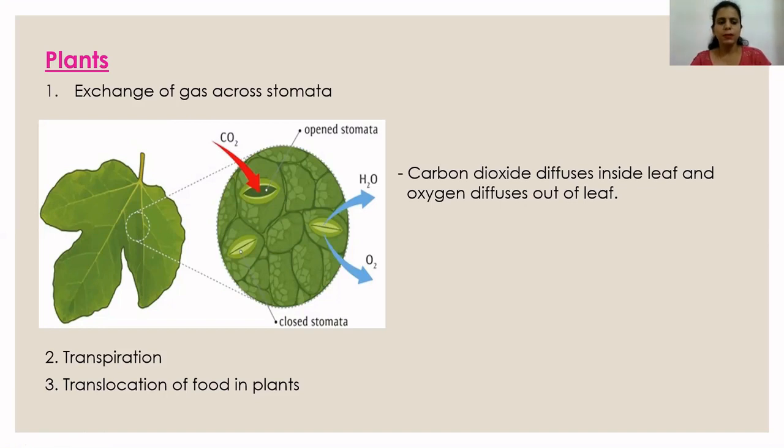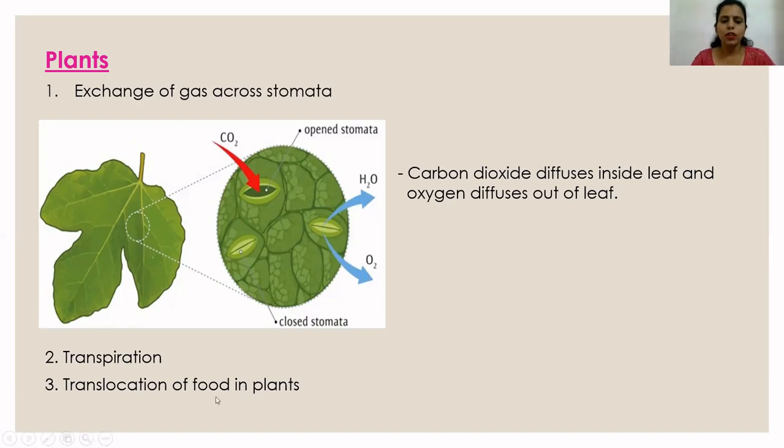Apart from that, the transpiration process is a very important process in which plants lose or release excess water from the leaves in the form of water vapor. So this particular process also takes place because of diffusion. Once the water gets converted into water vapors, it is now in gaseous form. So these water vapors move out of the stomata by the process of diffusion.